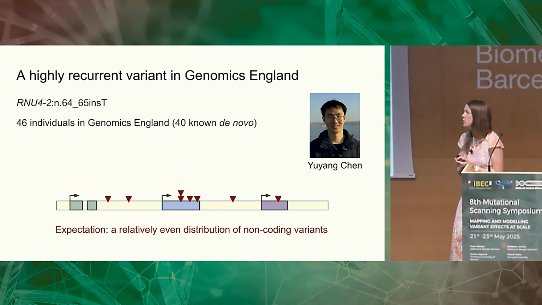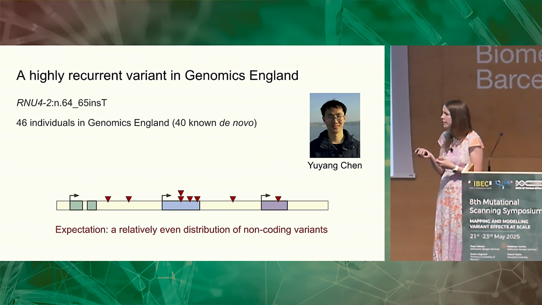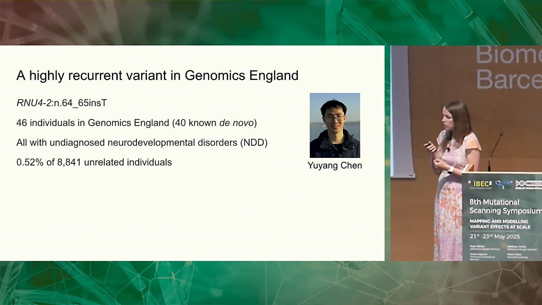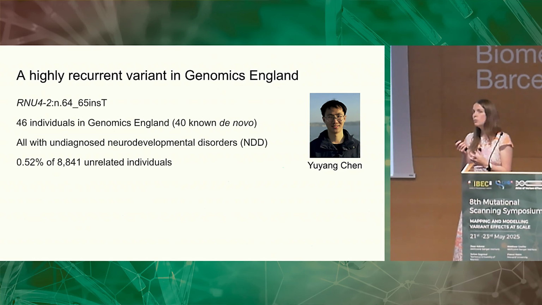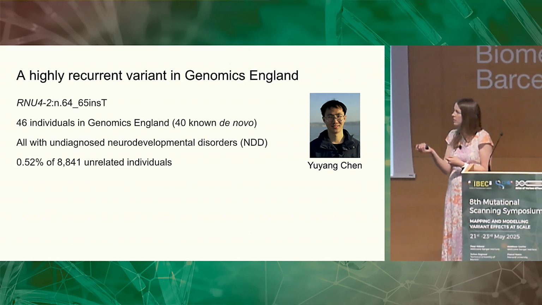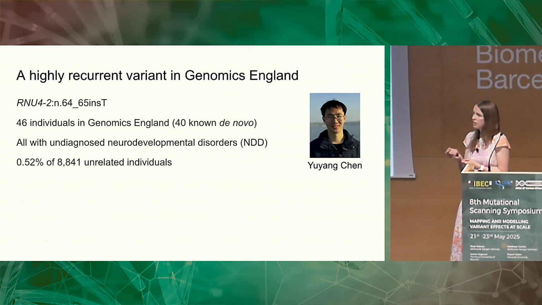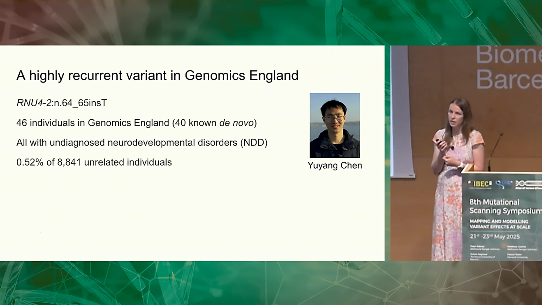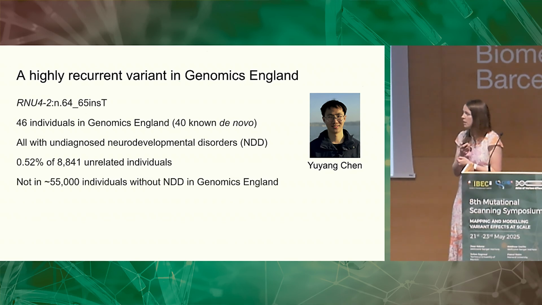The reason I thought this was a sequencing error is that de novo variants are random occurrences in the germline, and we expect them to be relatively evenly distributed across the genome. So to find so many individuals with exactly the same variant is really fishy. But Yu Yang was persistent, and he said, all of these individuals have as yet undiagnosed neurodevelopmental disorders, or NDDs. This comprised about 0.5% of the just shy of 9,000 individuals with undiagnosed NDDs in the Genomics England 100,000 Genomes Project. We couldn't find it anywhere else.